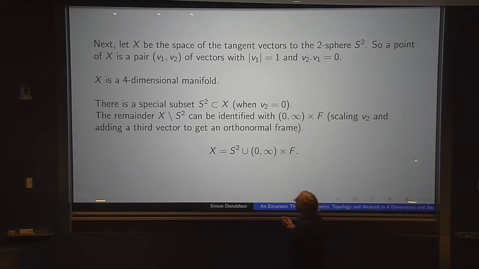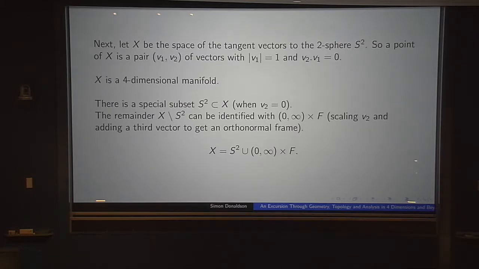But we can think about it more. There's a special subset, a 2-dimensional sphere sitting inside X, when v2 is 0. Then we just have this unit vector v1. And then if we remove S2, the remaining part is just given by taking our set of frames and multiplying by an extra scale factor.